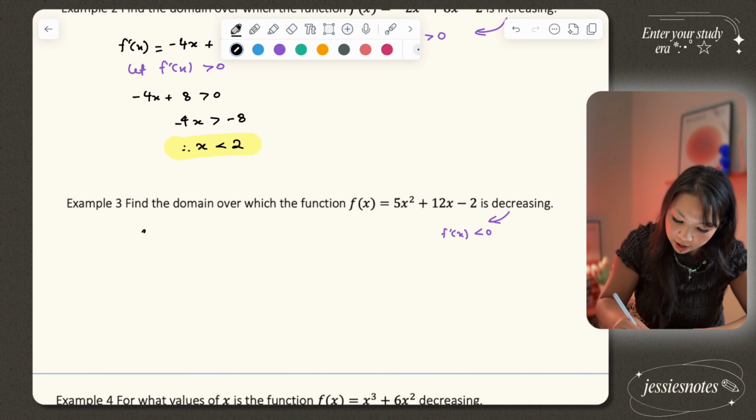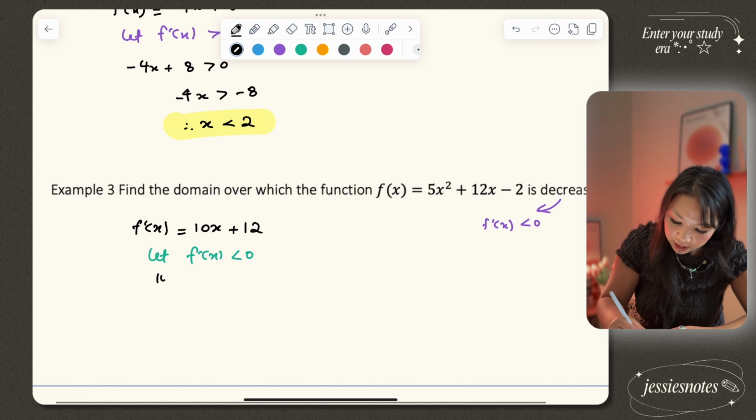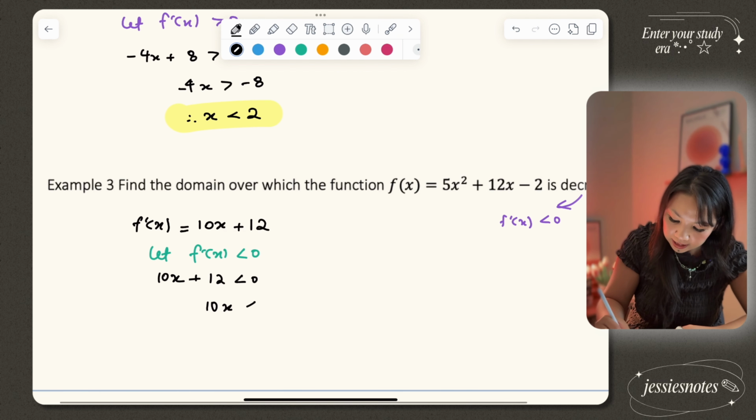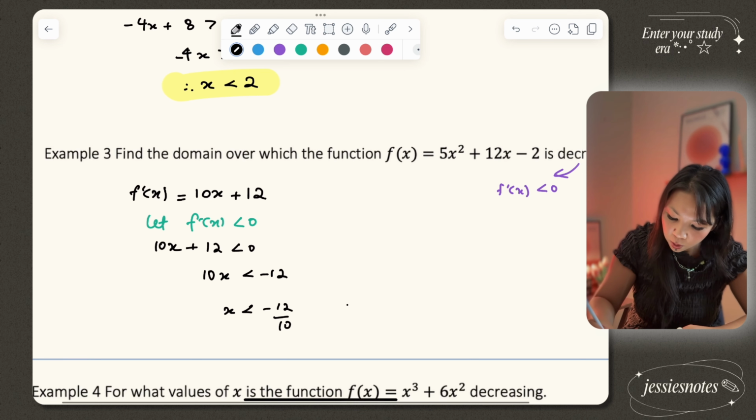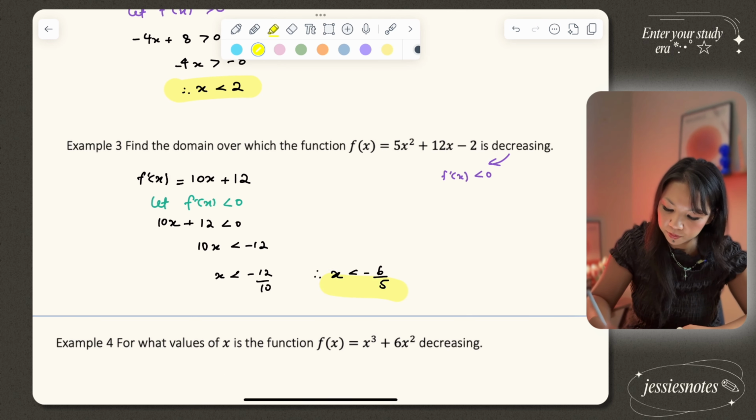So we find the first derivative. That's going to be 10x plus 12. Now we let that be less than 0. So 10x plus 12 is less than 0. 10x is less than negative 12, or x is less than negative 12 on 10, which simplifies to x is less than negative 6 on 5.